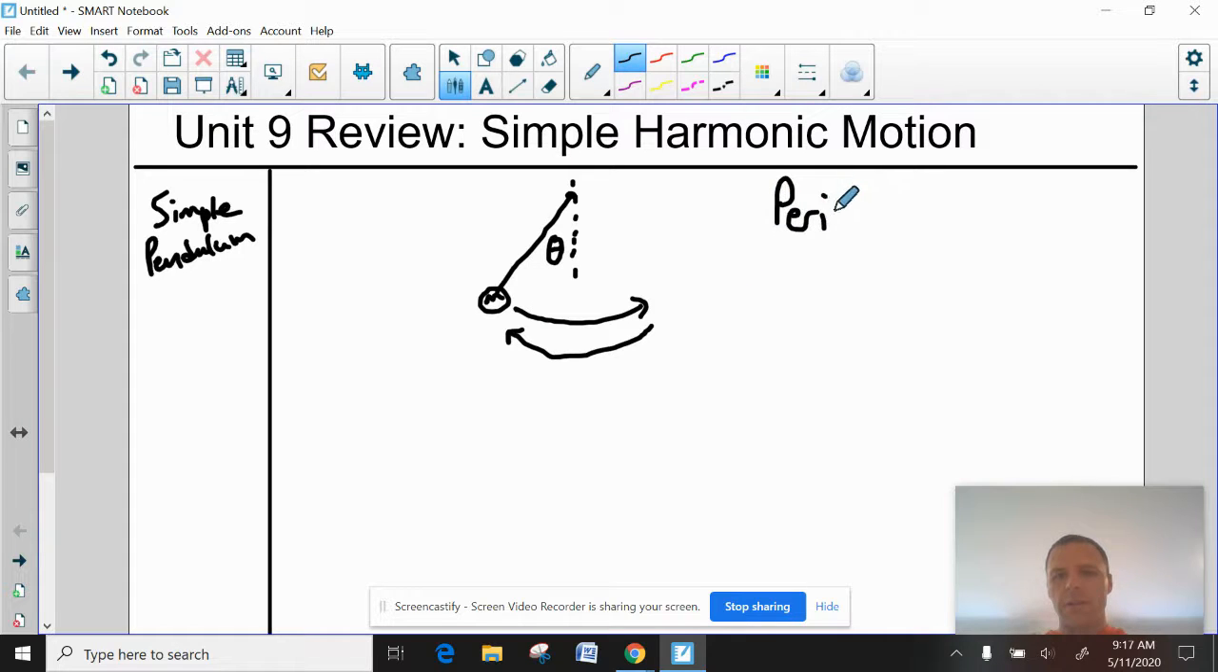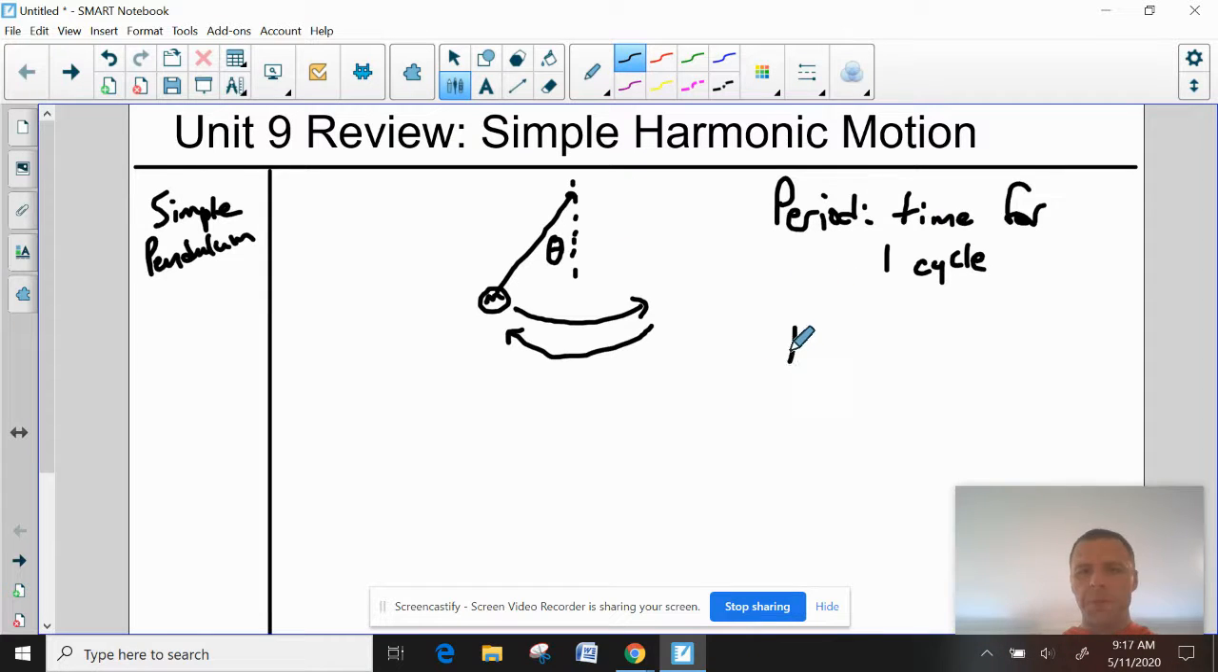So the period is the time for one cycle or one complete movement. In the case of the simple pendulum, the period, which is a capital T for the variable, is equal to 2 pi times the square root of the length of the string, L, divided by g, the acceleration due to gravity. The mass of the simple pendulum and the angle that it's pulled back at do not matter. They do not impact the period at all.